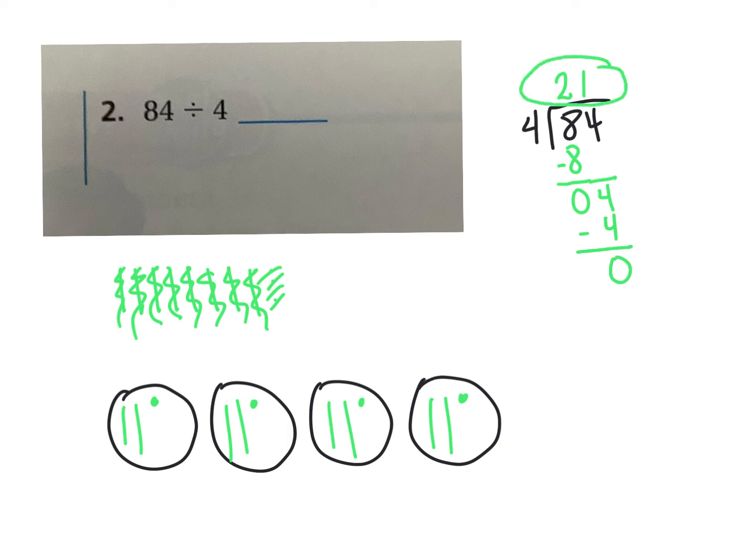How many did each of those 4 groups get? Each of them got 21. This is always the quotient, the answer. And if you have something here, that's your remainder. That's what's left that couldn't be passed out fairly. So here it is visually, 10, 21. We took all of these 84, passed them out fairly, and every group of the 4 groups got 21.